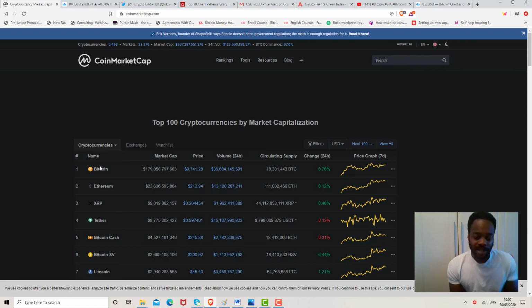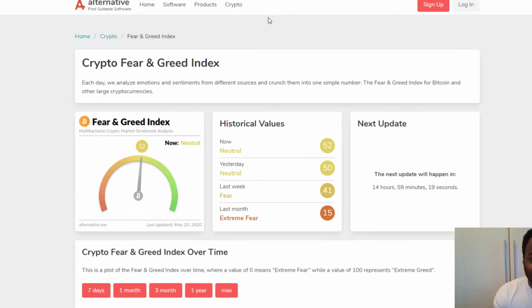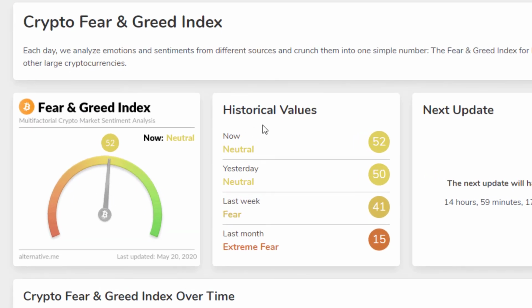So brace yourself, ladies and gents. I do believe that we're going to be seeing a break up in the price imminently. Everybody's waiting for it. Everyone's just sat on the sidelines. And even if we look at the crypto fear and greed index, you will notice that at the moment the market sentiment is neutral, so it's not fear or greed. Everybody is waiting for that moment.